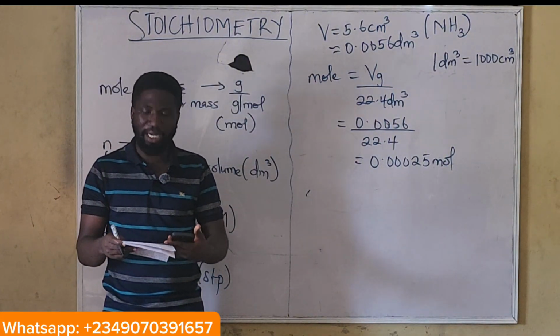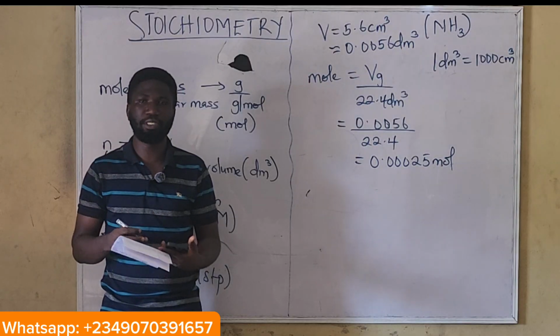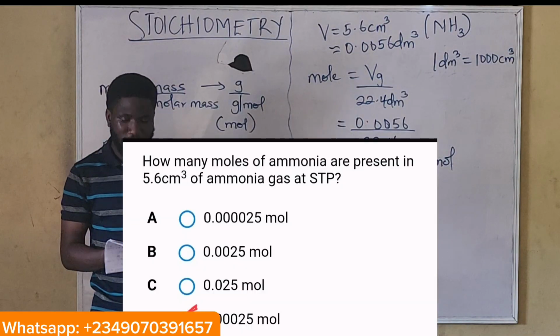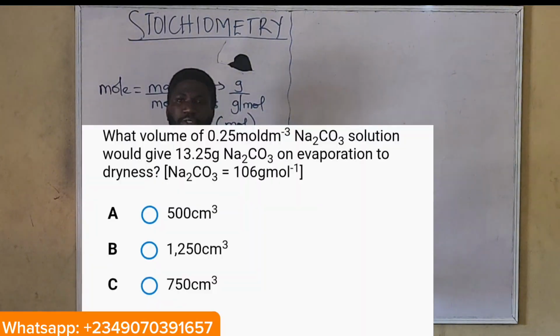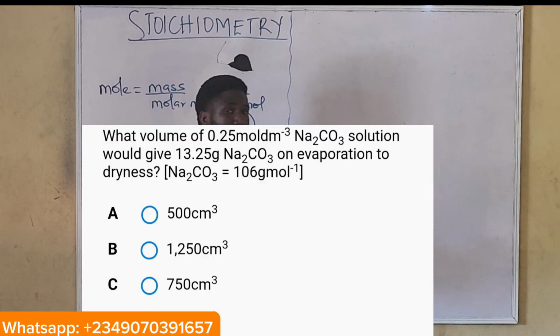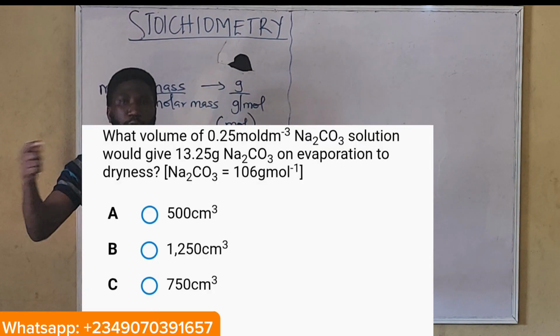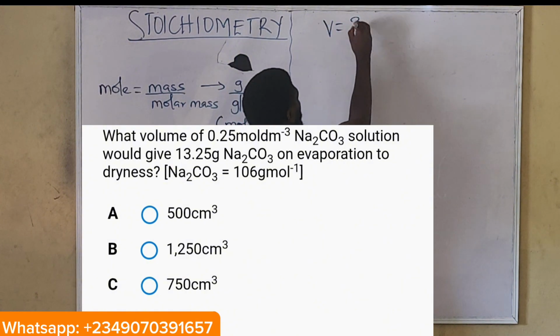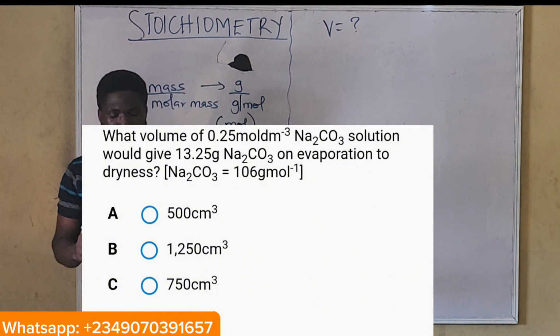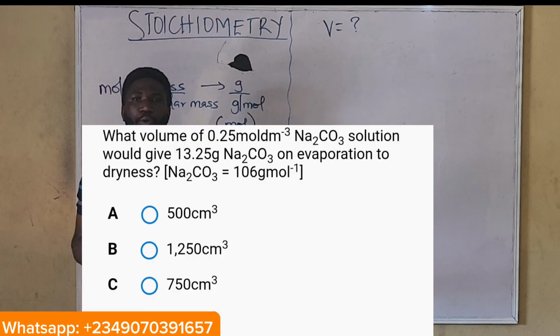0.00025 mole. So the right answer there is option D. All right. The second question here says, what volume of 0.25 mole per dm cube? We are given the concentration, but the question says what volume. So we are looking for the volume now. So volume is unknown of 0.25 mole per dm cube.